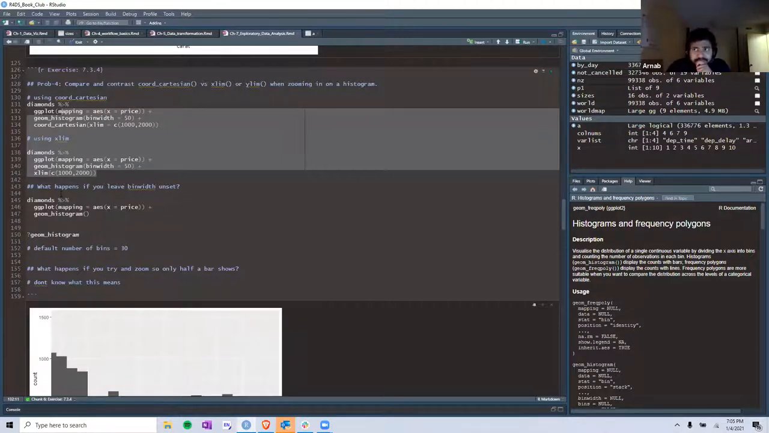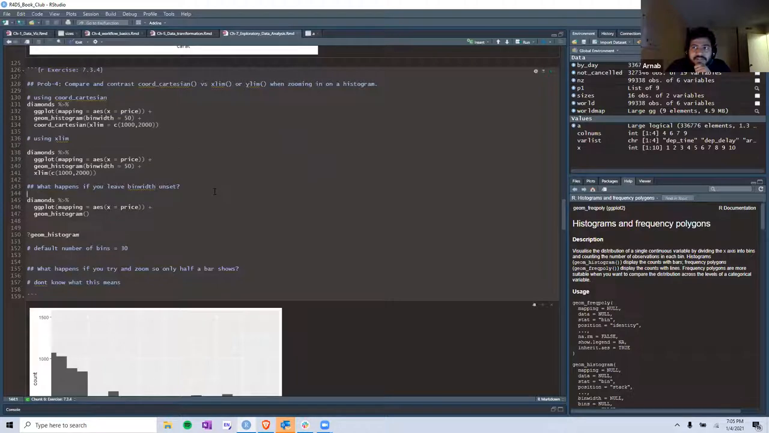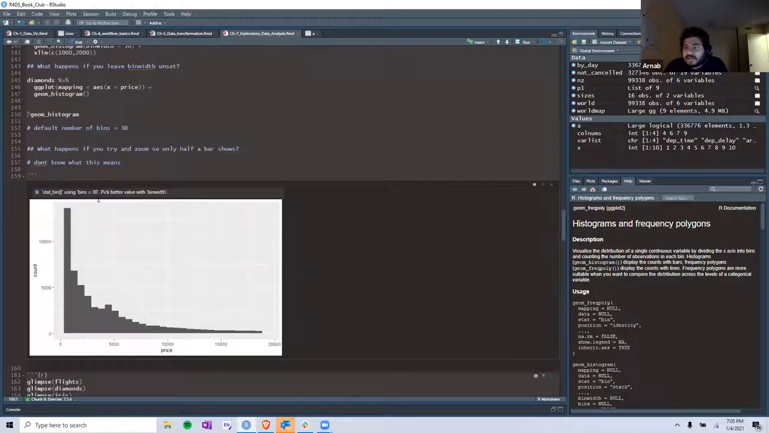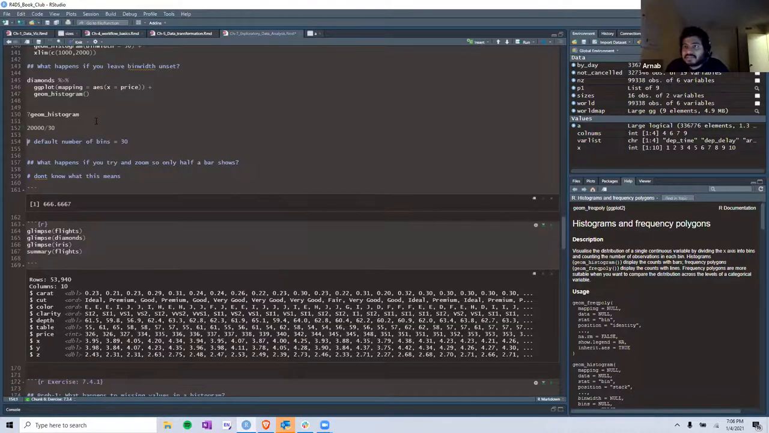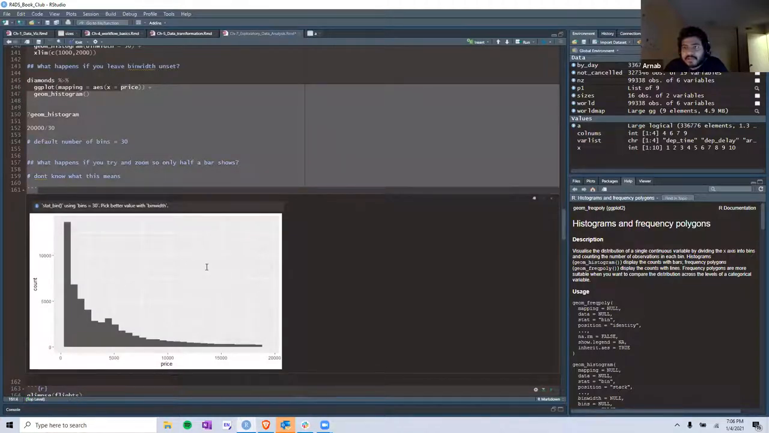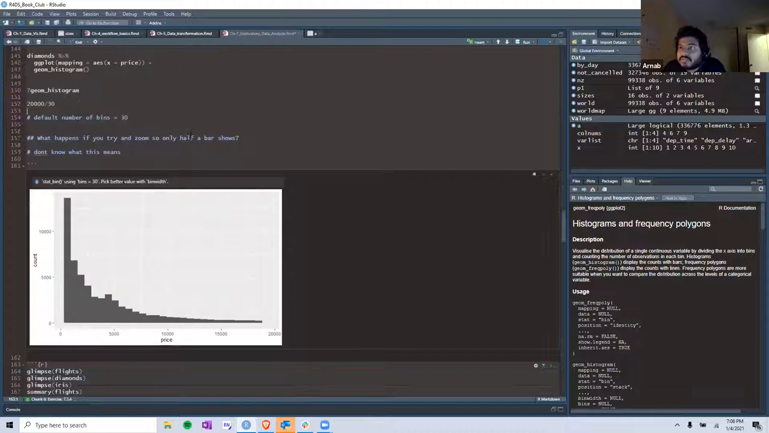The second part was, what happens if you leave binwidth unset? In the histogram, we were always setting a binwidth. What happens when we leave it blank? So it runs, but it uses the default number of bins, which is 30. It creates 30 bins by dividing the entire range of the x-axis by 30. So the bin width here would roughly be 20,000 divided by 30, which is 666. So this is exactly what we get when we do not use binwidth.